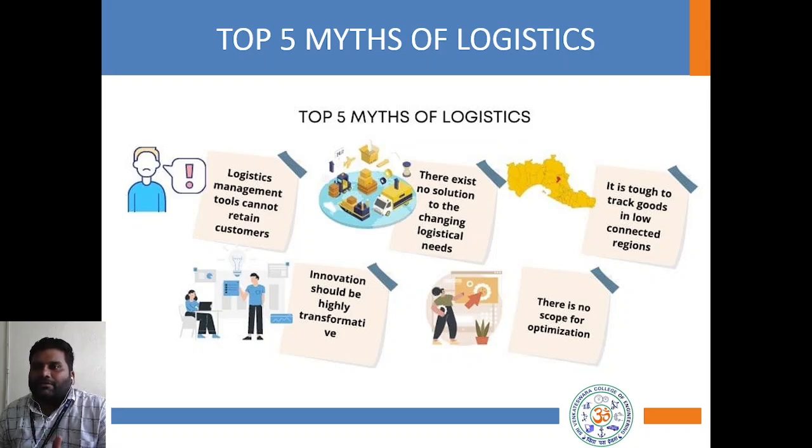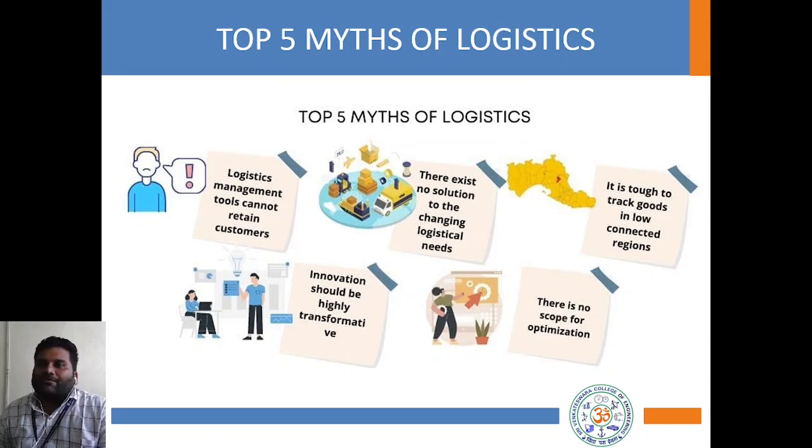It's absolutely wrong. Logistics is being changed at a greater speed. If you take up IoT, Industry 4.0, it affects more in the logistics as of now. It is tough to track goods in low connected regions. So as we said, everyone knows about Industry 4.0. We are doing real-time tracking also. Innovation should be highly transformative, and there is no scope for optimization. So these are the five myths of logistics, which everyone states, but it is absolutely the other way around.